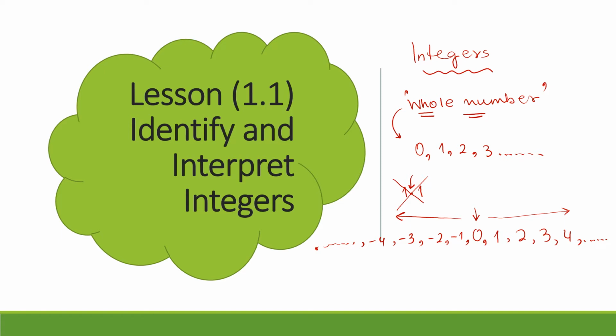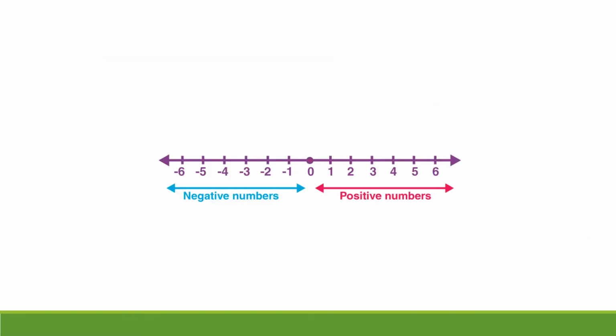Now why do we use the negative and positive numbers? Look at the number line. This is said to be a number line. Now on the number line, you can clearly see that there is a point 0. On the right hand side, all the positive numbers are written. And on the left hand side, in blue here, all the negative numbers are written.